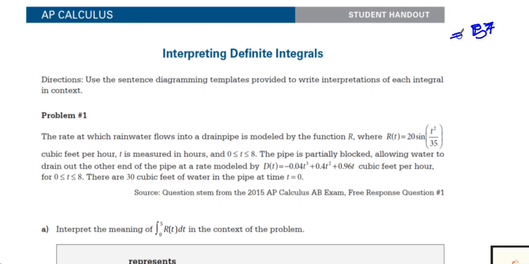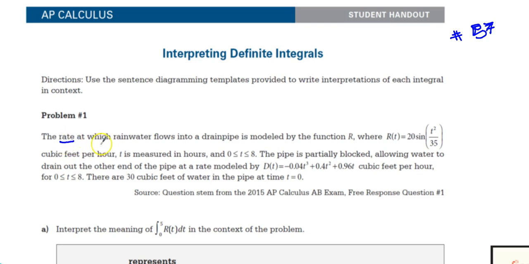Page number 57 in the packet. This is provided by College Board. So let's take a look at these questions. These are typically calculator questions. So evaluating the integral is done using a calculator, but you will have to answer what it means. So let's take a look at this first question here.